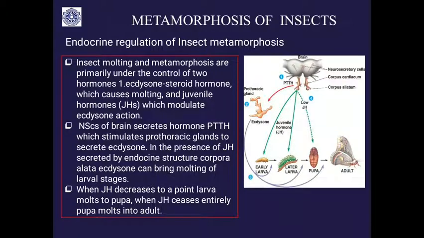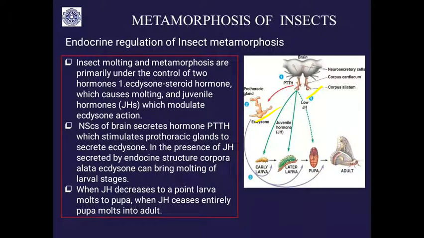Neurosecretory cells in the brain, similar to our hypothalamus, which controls the pituitary, secrete a hormone called prothoracicotropic hormone, PTTH, which stimulates the prothorax. It secretes the hormone ecdysone under the control of PTTH. Then there is another gland, the corpora allata, which secretes juvenile hormone.